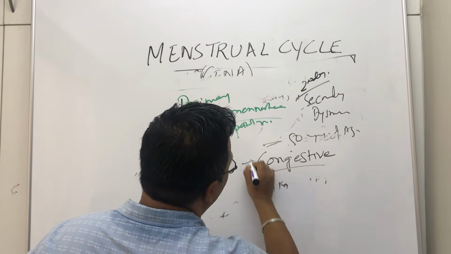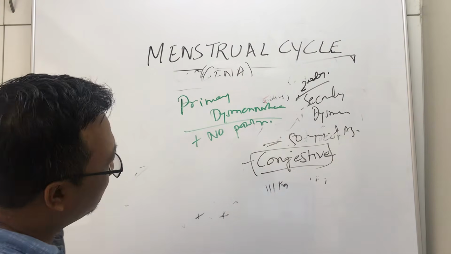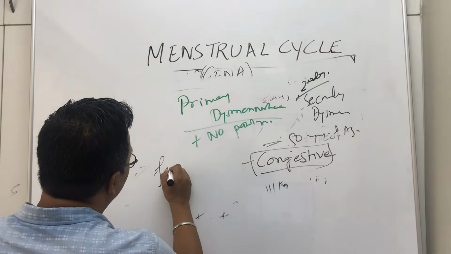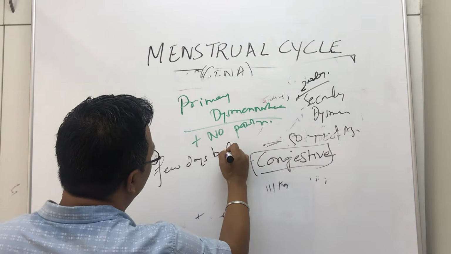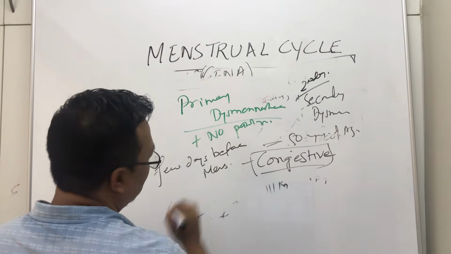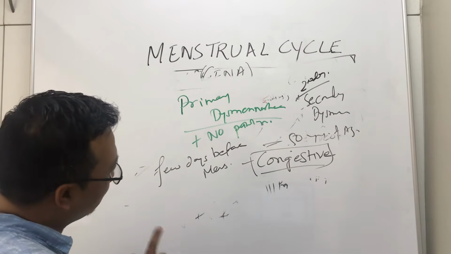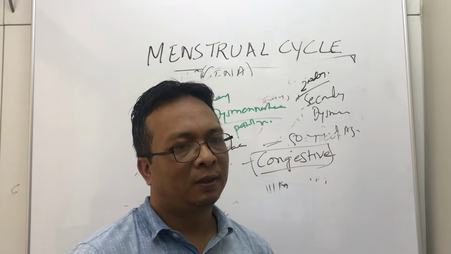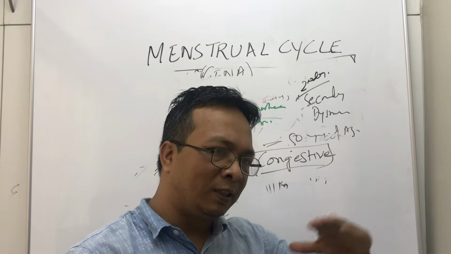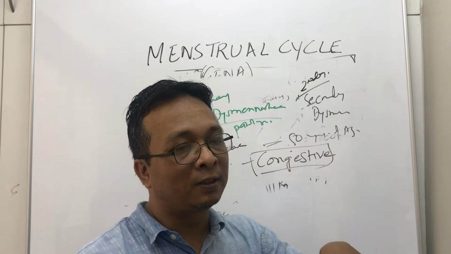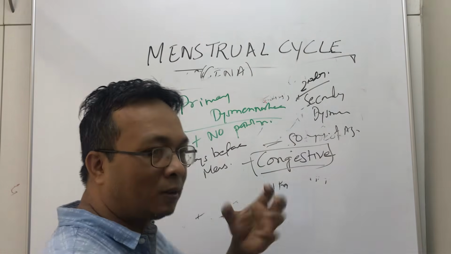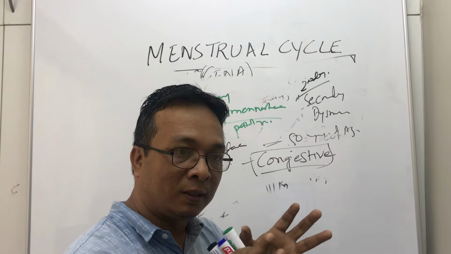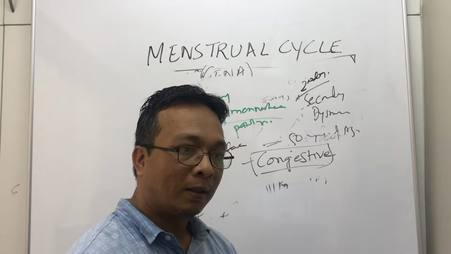The pain is congestive. So the pain often starts a few days before menses, and most of the time it is intensified. In 50% of cases it increases during menstruation, and in 50% of cases it remains constant. But the thing is that it is not spasmodic. It is a severe pain, and it starts a few days before menstruation.